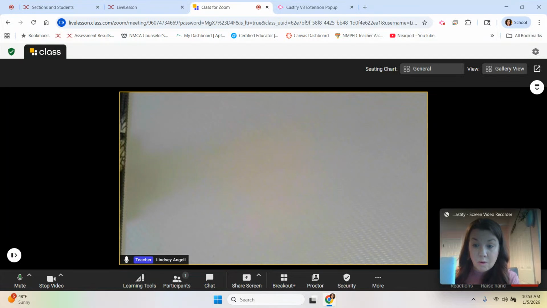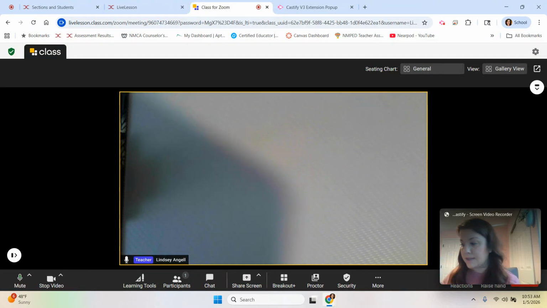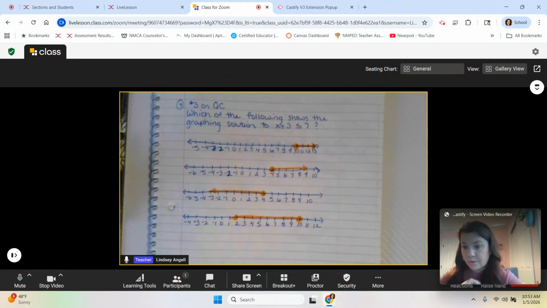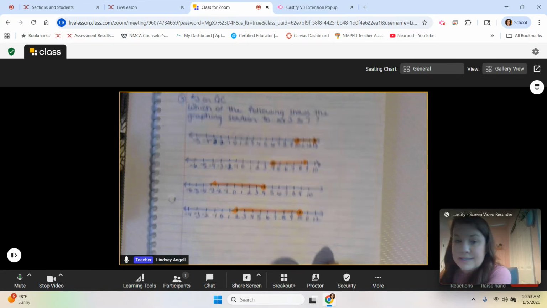I have one more. Normally I only do 3 examples, but I thought we needed 4 on this lesson. This is number 3 on your quick check. Which of the following shows the graphing solution to x plus 3 is less than or equal to 7? Okay? So with that, the first thing we need to do is solve for x. We need x by itself.